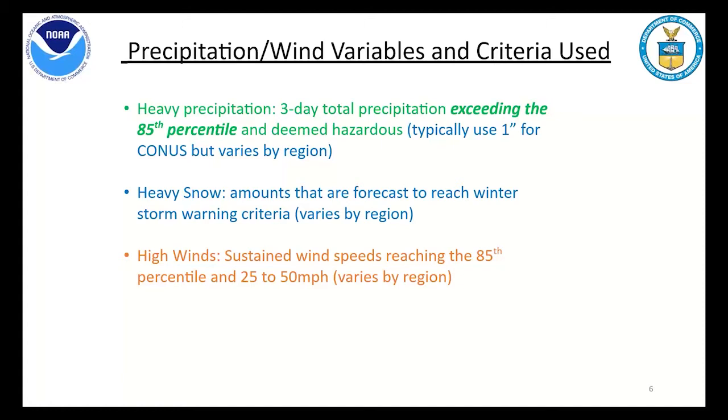And high winds, sustained wind speeds reaching the 85th percentile and 25 to 50 miles an hour. And both the heavy snow and high winds, those hazards do also vary by region. Obviously, for heavy snow, the winter storm criteria is much higher across the Midwest than the Southeast.